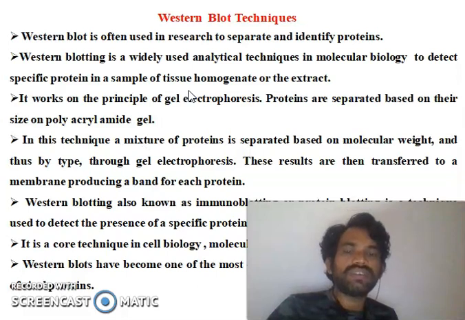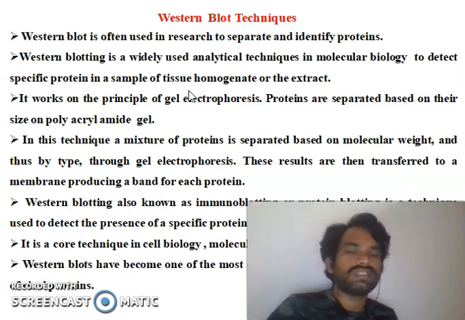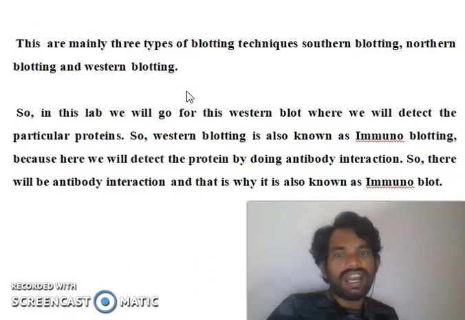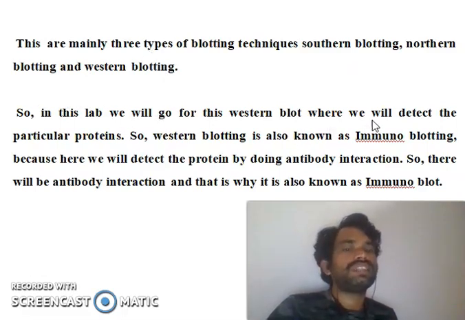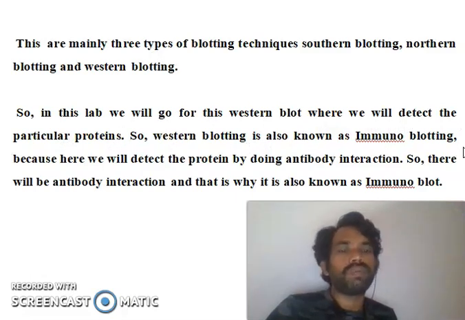From these we understand that the Western blot technique is mostly used for the detection of specific proteins, or simply the immunoblotting technique. And you can see a few more points. There are mainly three types of blotting techniques. Earlier we discussed Southern blotting, Northern blotting and Western blotting. When we go to our lab, you will see that in the Western blot technique we detect a particular protein. Western blot is also known as immunoblotting because here we detect the protein through antibody interaction. That is the point that is different in this technique.